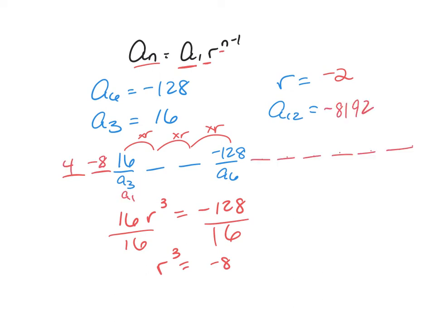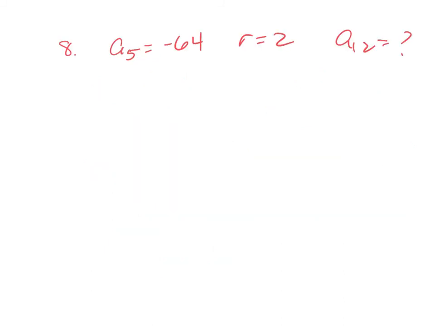So when you're finding A12, you would put A12 equals A1, which is 4, times negative 2 to the 12 minus 1, and that gives us negative 8192 in the calculator. Since this one gives you r, you can find A1 pretty easily.